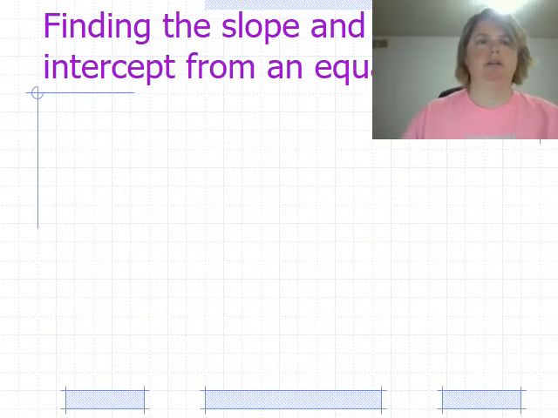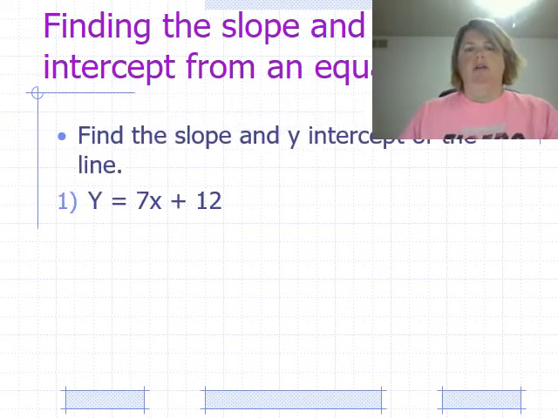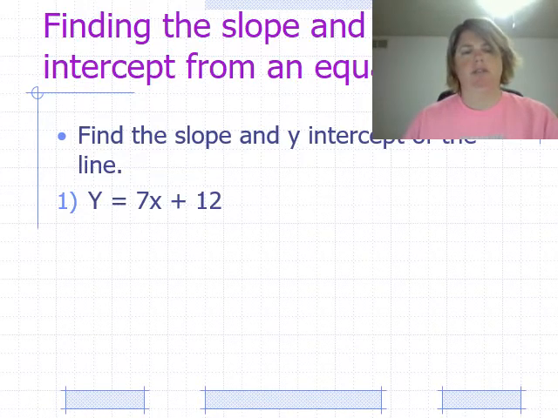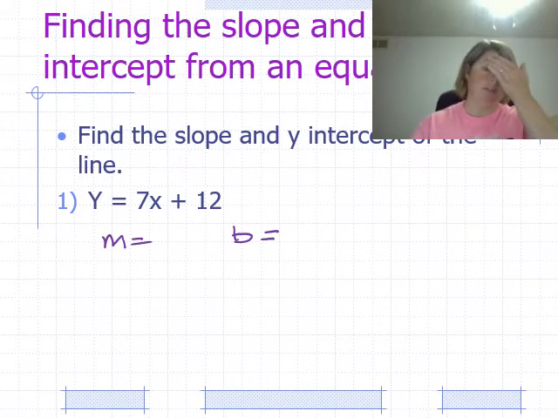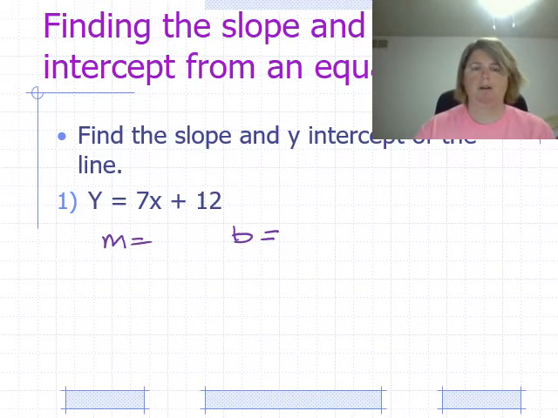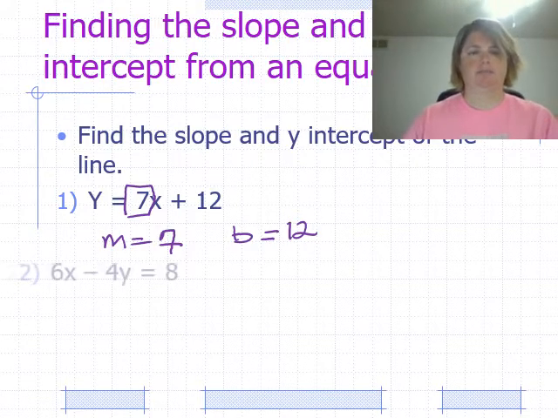All right, so find the slope and the y-intercept of the line. Your turn. Make sure that you write down what m equals and what b equals. All right, stop the video, make sure you can do it, and then restart to check the video. So go ahead and stop it. All right, welcome back. So m is equal to 7, right? M is equal to, as long as the equation's solved for y, the number in front of x. And b is equal to 12, as long as the equation is solved for y, b is the constant.